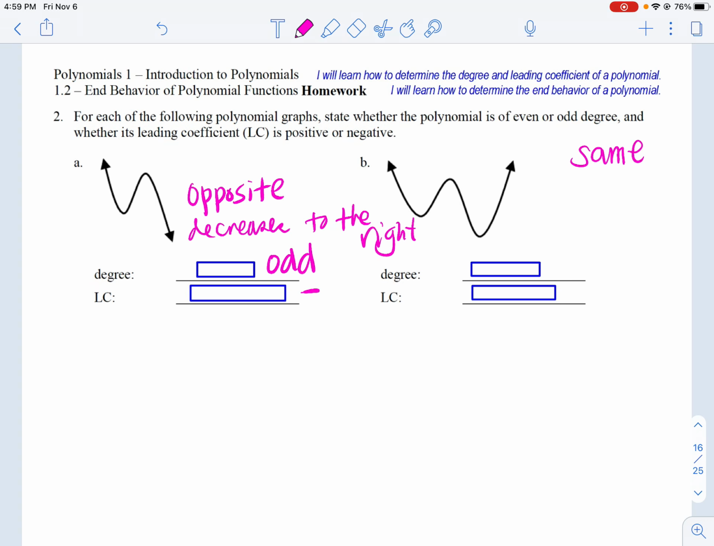Moving on to letter B. Because it's the same direction, they're both up and up, I know my degree is an even number. I do not know what the degree is, if it's a 4 or a 6, but I know it's an even degree because they end in the same direction. And because they're facing up, they're opening up, not down, I know that my leading coefficient is positive.